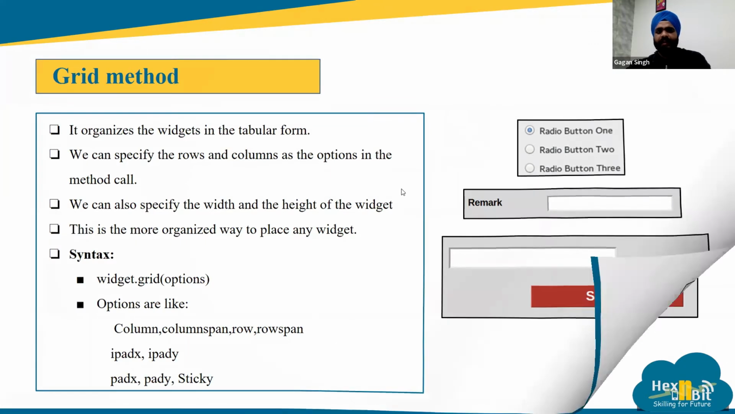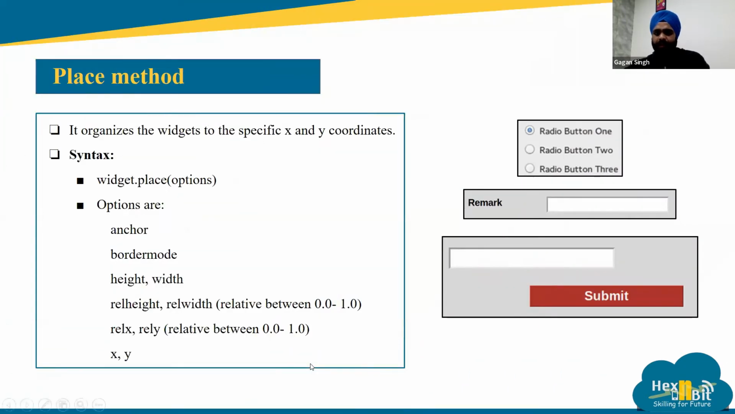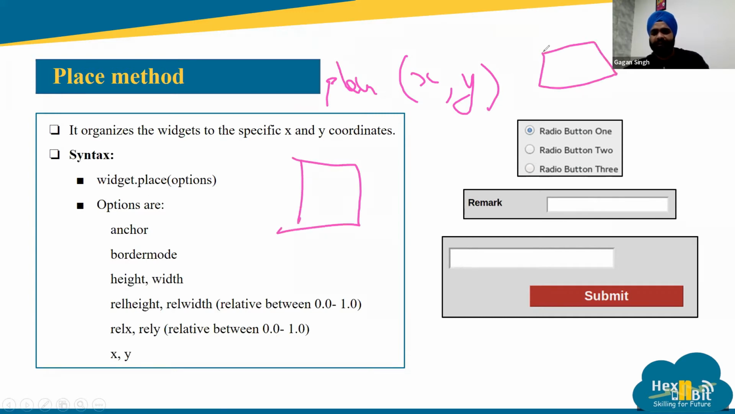Then the last one is place. We will be using place in our today's session. Place generally takes 2 values, X and Y. It will take the X coordinate of your screen and the Y coordinate of your screen. On the basis of the coordinates that you provide, it will display that particular thing. If you change the coordinate, the position will change.